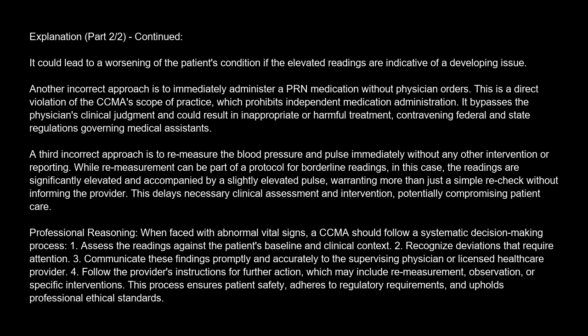This is a direct violation of the CCMA scope of practice, which prohibits independent medication administration. It bypasses the physician's clinical judgment and could result in inappropriate or harmful treatment, contravening federal and state regulations governing medical assistance. A third incorrect approach is to remeasure the blood pressure and pulse immediately without any other intervention or reporting. While remeasurement can be part of a protocol for borderline readings, in this case, the readings are significantly elevated and accompanied by a slightly elevated pulse, warranting more than just a simple recheck without informing the provider.